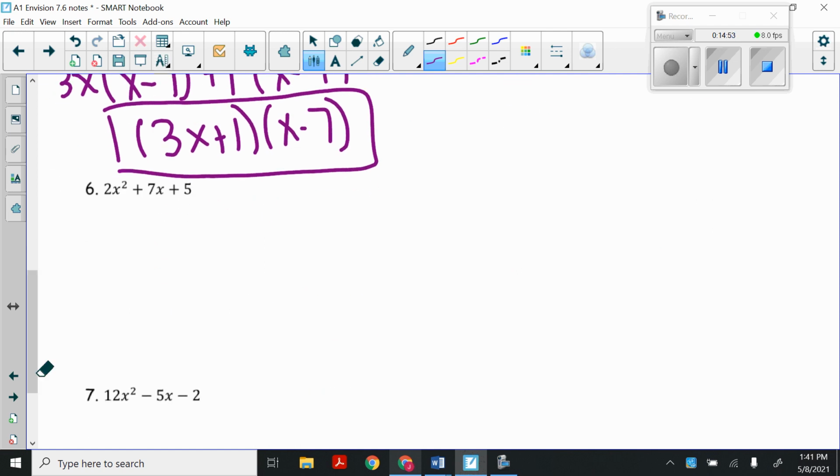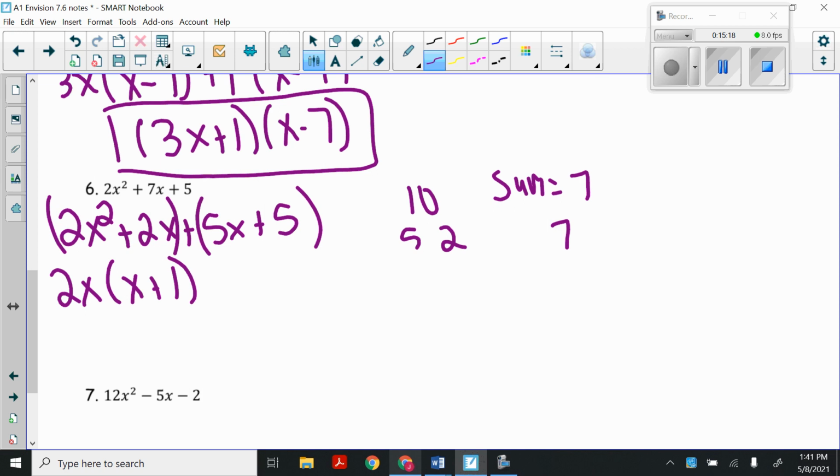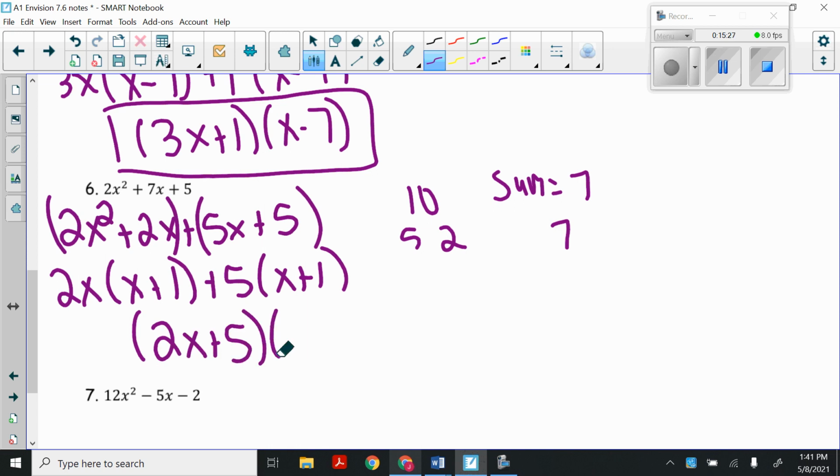Number 6, 2x squared plus 7x plus 5. Again, multiply A and C. 2 times 5 gets me 10. I'm looking to get a sum of 7. I know that 5 times 2 gives me 10 and adds together to get me 7. So I'm going to rewrite this as 2x squared plus 2x plus 5x plus 5. Group them together. I can pull a 2x out of the first one, and I'm left with x plus 1. I can pull a 5 out of the second one, and I'm left with x plus 1. Combine my GCFs, 2x plus 5, and then what I was left with, x plus 1. So my answer, 2x plus 5 times x plus 1.